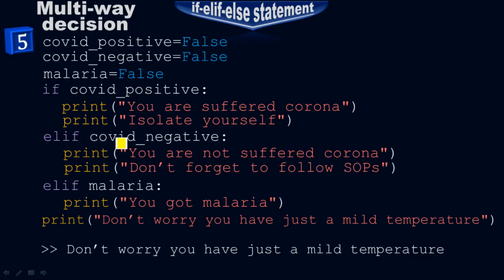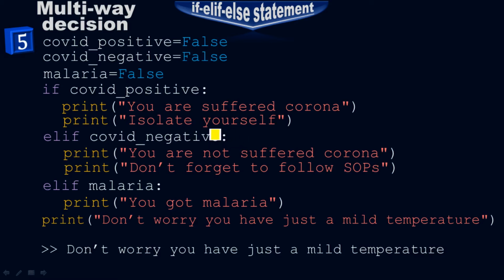In elif, if COVID negative is true, then these two print functions will be printed in the output. But since it is false, it doesn't satisfy the second condition, because remember, COVID negative equals false. If we put true, only then the second condition will be true. But since it is false, therefore the second condition is also false.